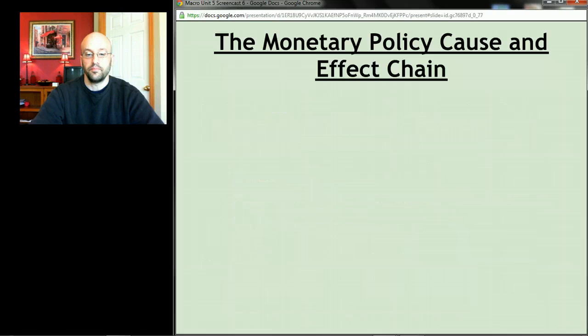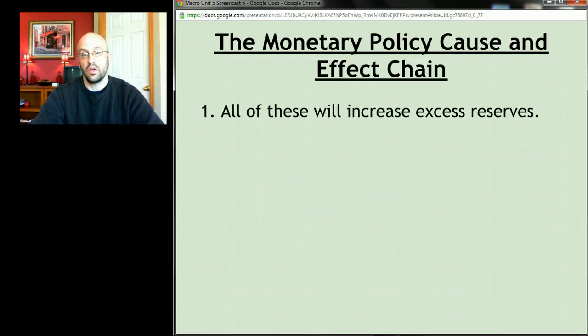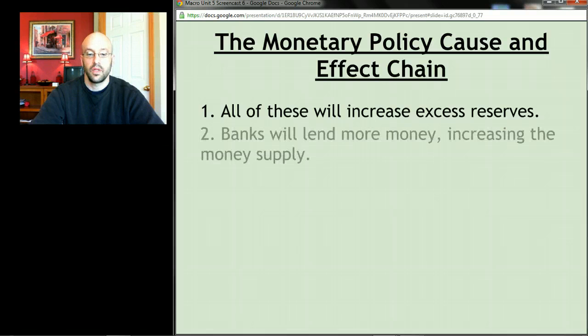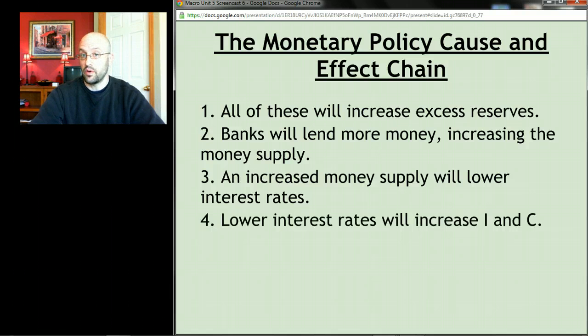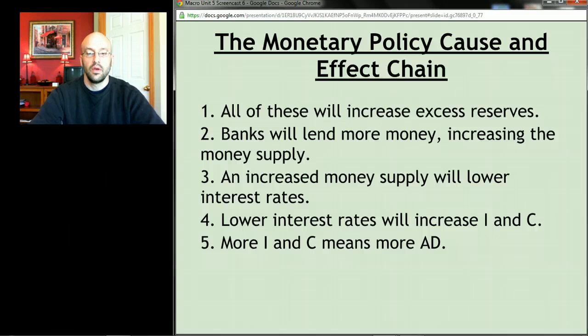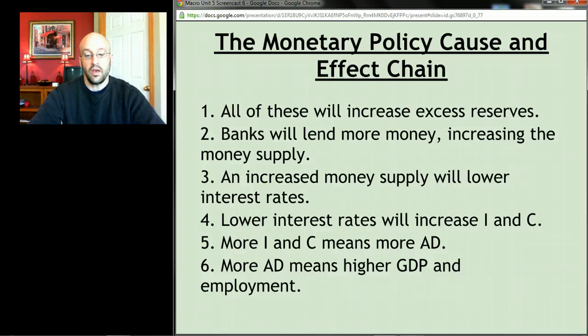Here's what's supposed to happen. First, all of those things will increase excess reserves for banks. Secondly, now that banks have excess reserves, or more of them, they'll be able to lend more money, which will increase the money supply. An increased money supply will result in lower interest rates. Lower interest rates will mean more investment spending and more consumption spending. As interest rates go down, people take out more loans and start spending more money. More spending means more aggregate demand. And more aggregate demand is going to mean higher GDP and higher levels of employment.